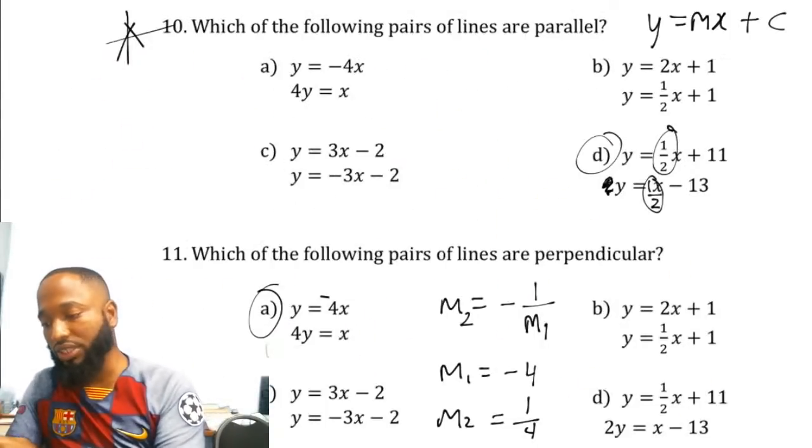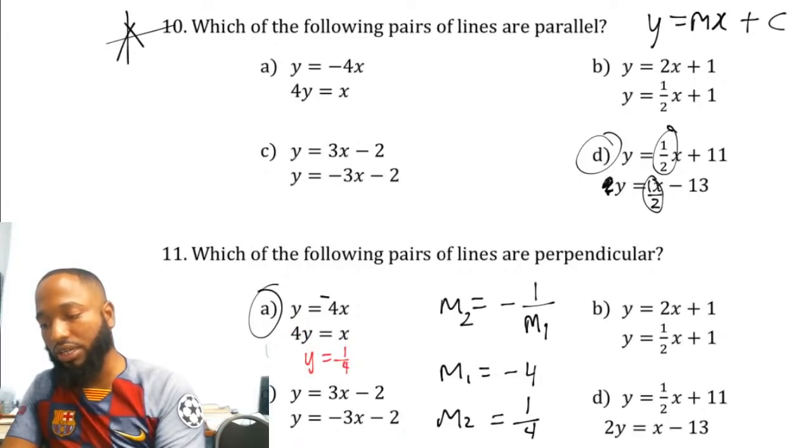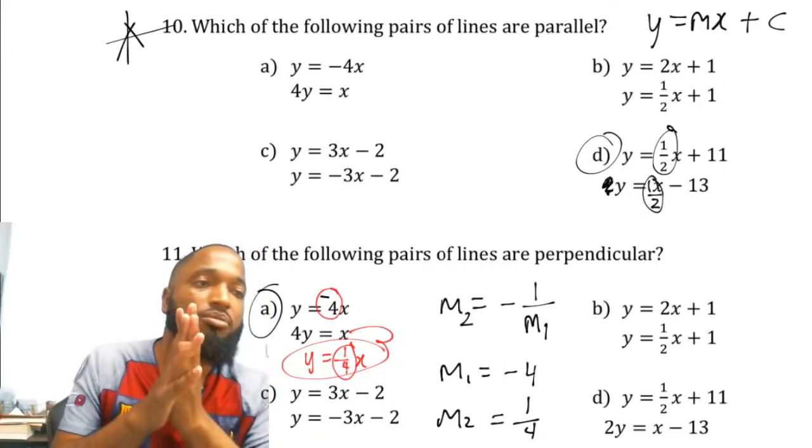We have to bring across some, because this doesn't have a y by itself. So we brought across the 4, and when we brought across the 4, we realized that lo and behold, we end up with a quarter x. And since you have a quarter here, and you have negative 4 here, that's perpendicular lines.